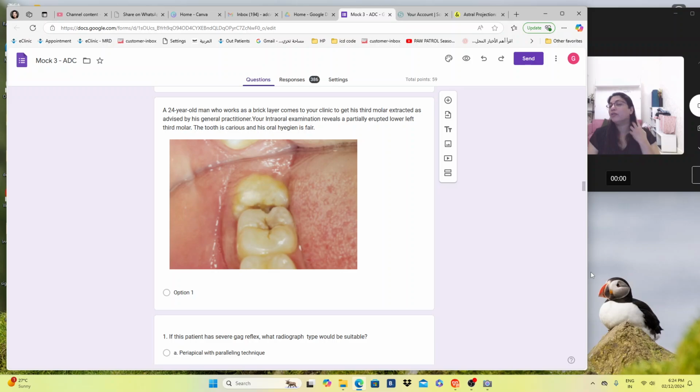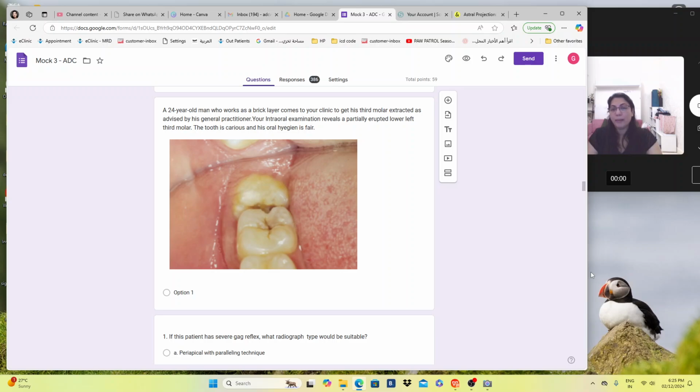So let's start. A 24-year-old man who works as a bricklayer comes to your clinic to get his third molar extracted as advised by his GP. In Australia, all patients have to go through a GP before they are directed to the specialist. Or in dentistry, you are the GP and you will be directing to the specialist. There is no direct booking of appointments with the specialist unless referred by the GP. That's how the practice is, unlike in Asian countries where you can just Google a specialist and directly book an appointment. Your intraoral examination reveals a partially erupted lower left third molar.